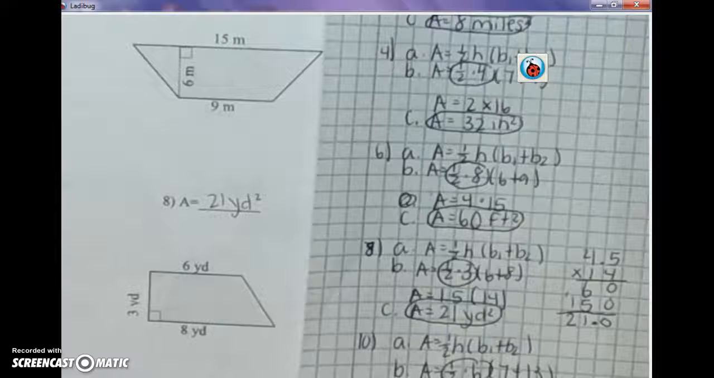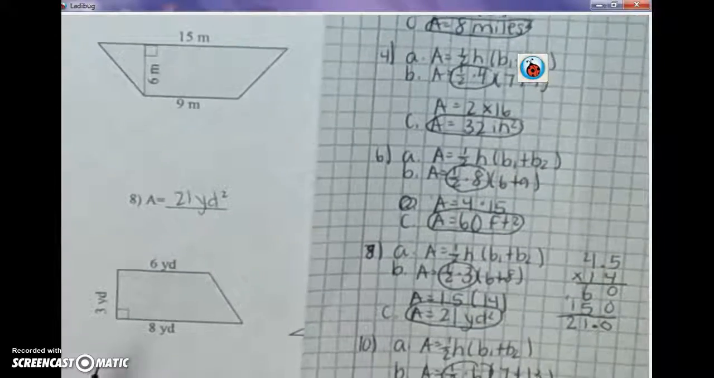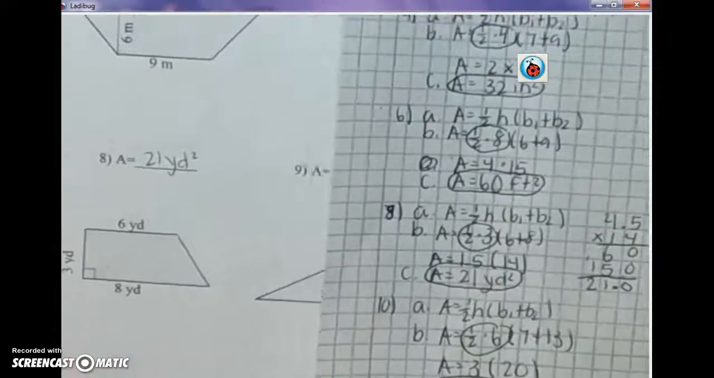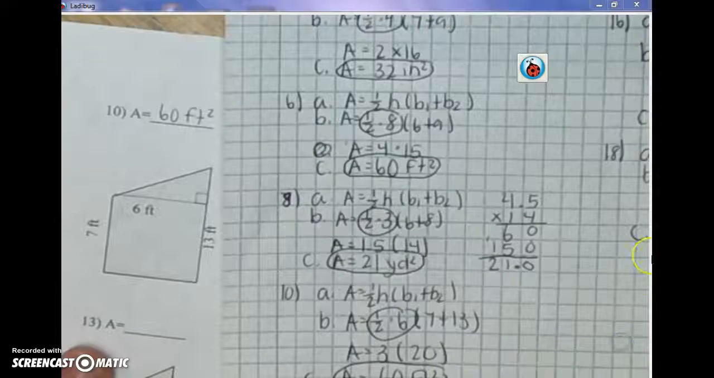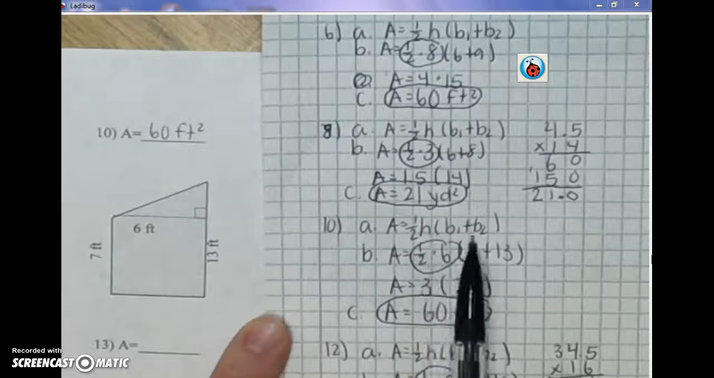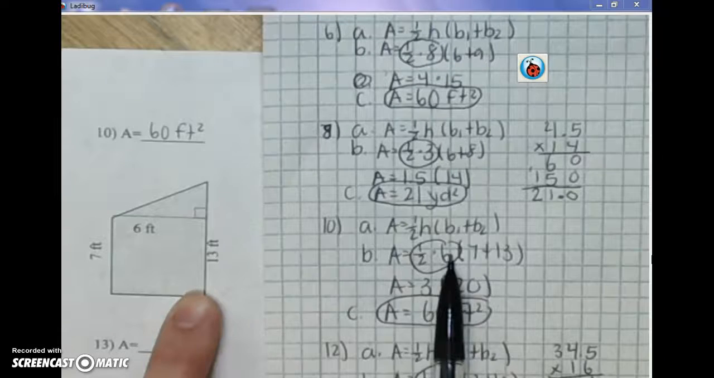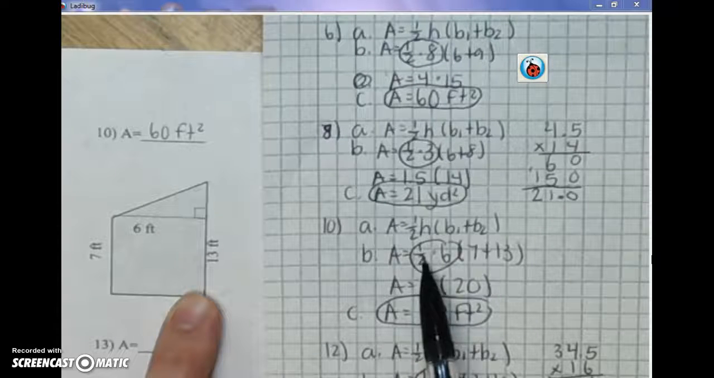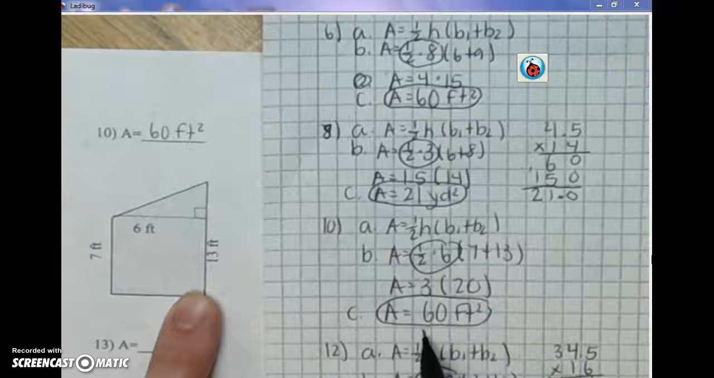Number 10. So we're flipping over to number 10. We have a half height, and then B1 plus B2. So a half times 6, because 6 is the height, and then our bases are 7 and 13. So half of 6 is 3. 7 plus 13 is 20. 3 times 20 is 60 feet squared.